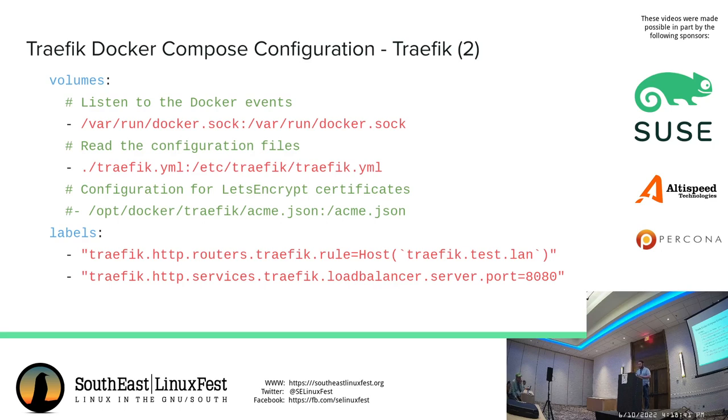When I set up and tested this example at home, I used the DNS rewrite feature on my AdGuard Home instance to point like star.test.lan to my desktop where I was running this. So that's a wildcard DNS entry for anything.test.lan pointing to my desktop. So if you want to replicate this exactly, you need to set up a wildcard DNS entry like I did, or individual DNS records for the traefik.test.lan and the other container names we'll be using here.